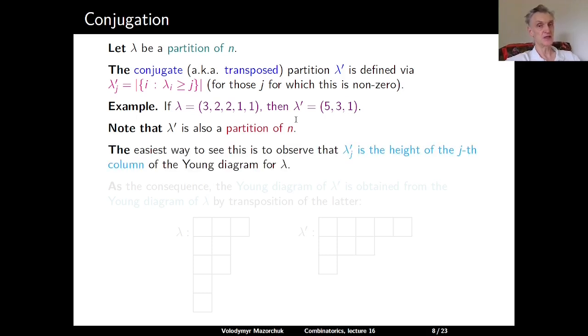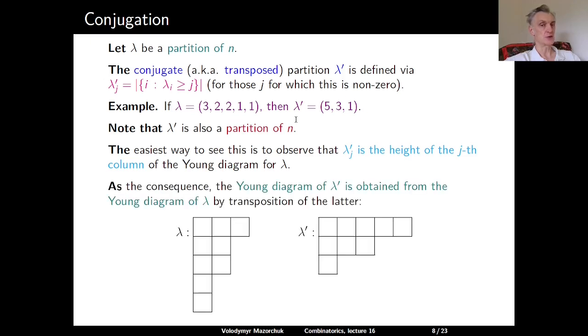And the easiest way to see this is to observe that lambda j prime is defined as the height of the j-th column of the Young diagram of lambda. And as a consequence, the Young diagram of lambda prime is obtained from the Young diagram of lambda by transposition of the diagram. So if lambda is 3, 2, 2, 1, 1, when we transpose this picture, we will get 5, 3, 1. So this is how it works.